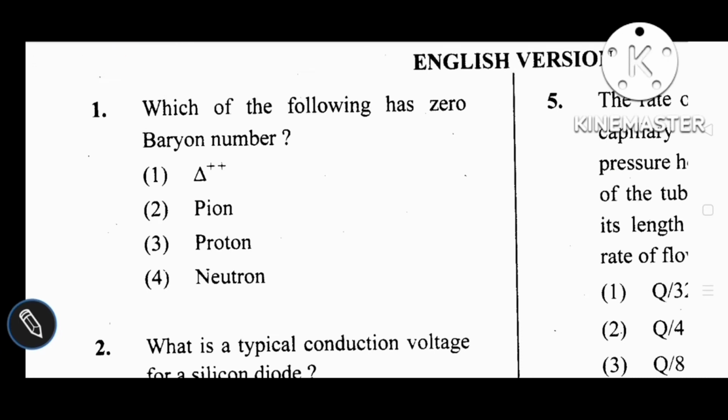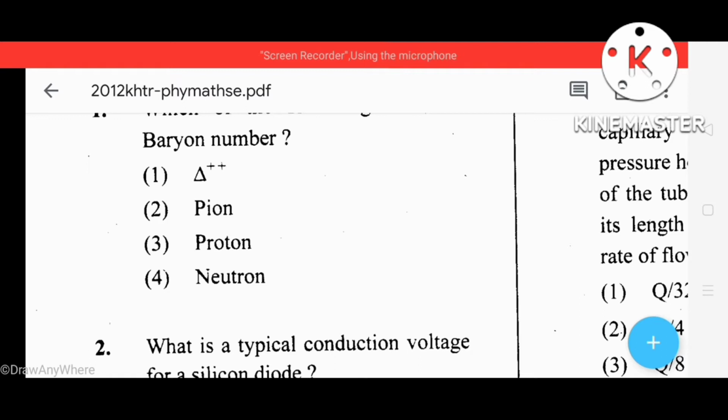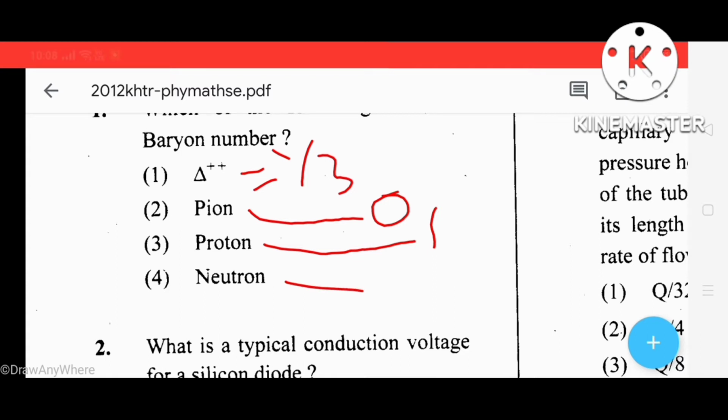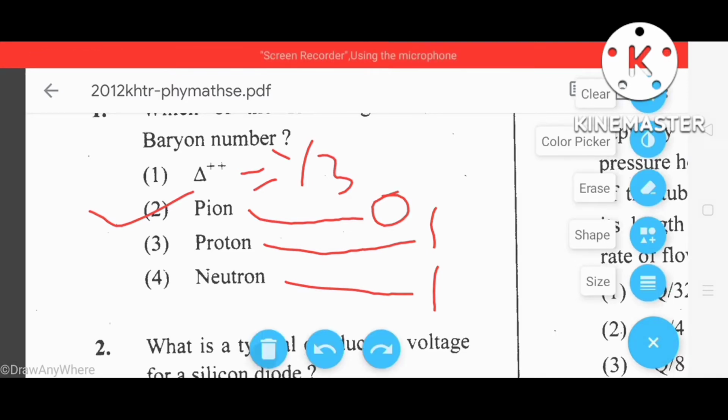Question number 1. Which of the following has 0 baryon number? First option we are having delta plus plus, means it is a quark having up. It is having the value of baryon number equal to 1 by 3. Same, the pion is having the baryon number 0 here. Proton is having the baryon number 1 and neutron is also having the baryon number 1. So the particle which is having the baryon number 0 is nothing but the pion, that is option number 2 will be the correct answer here.